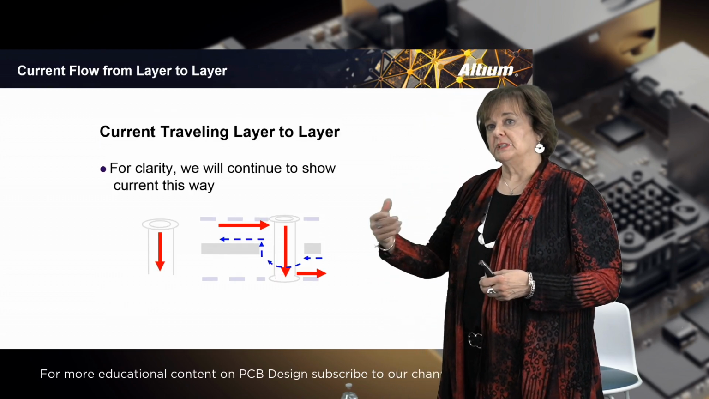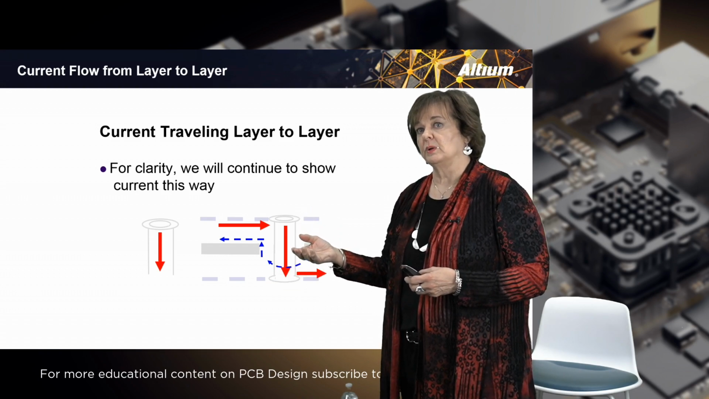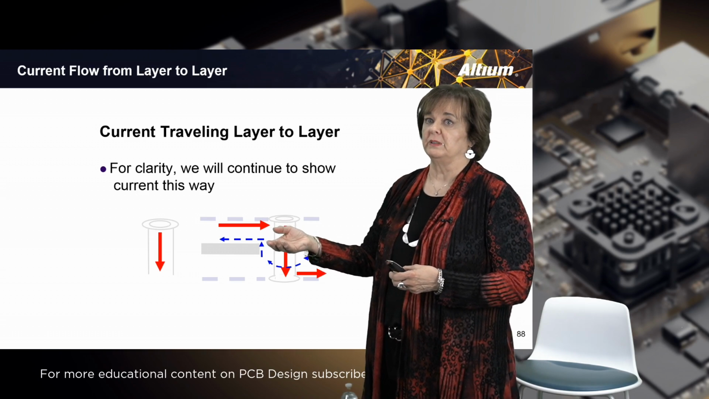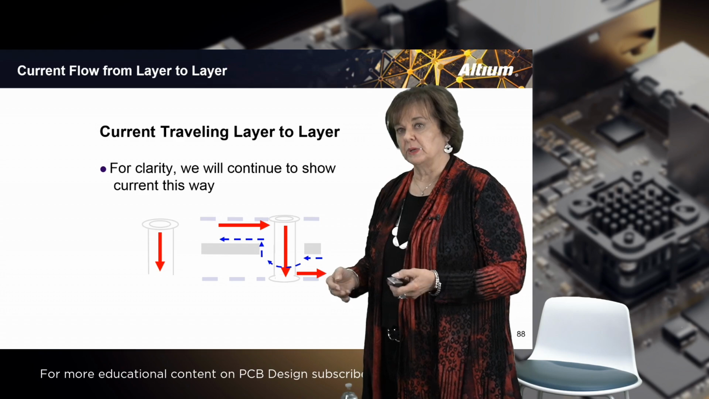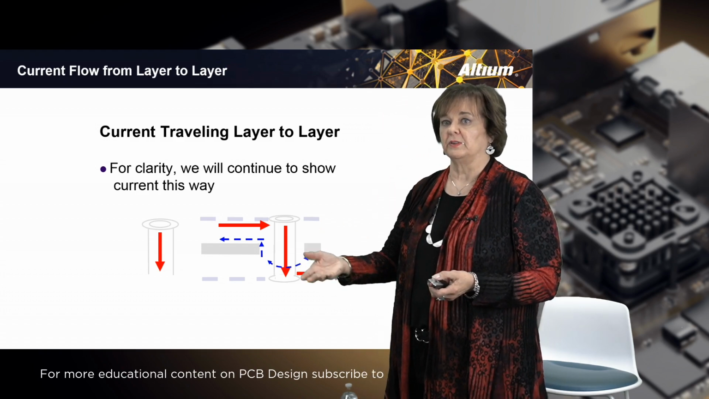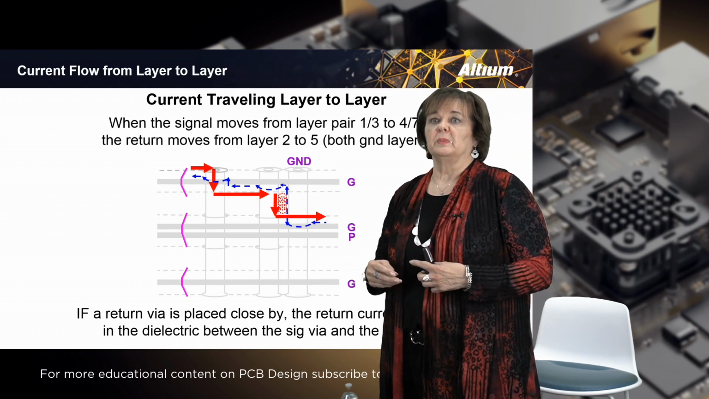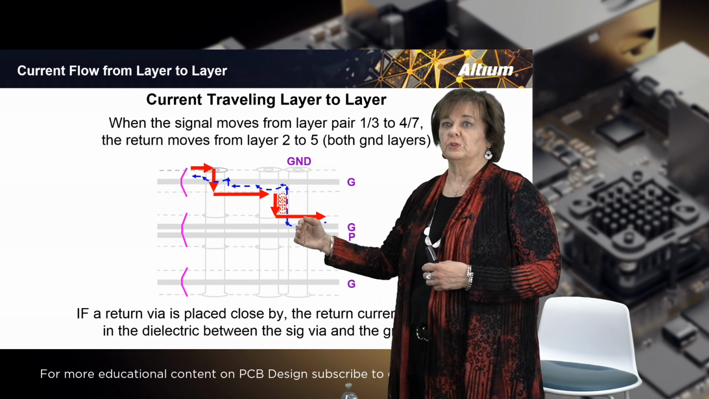For clarity, I will continue to show the signal actually going through the via, even though, as we just discussed, it is out on the outside barrel of the via, between the via and the antipad opening, but it's just easier to show it as going through the via. So understand for clarity what I'm talking about there. Okay, now the signal is going from layer pair 1 and 3 down to layer pair 4 to 7.